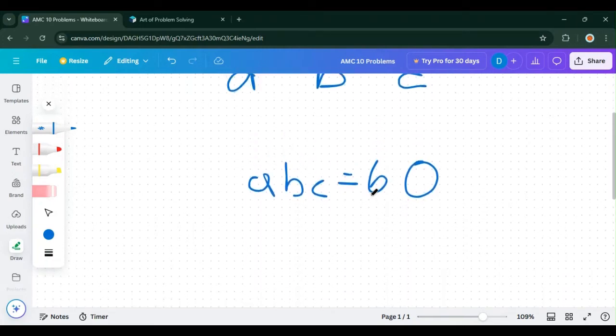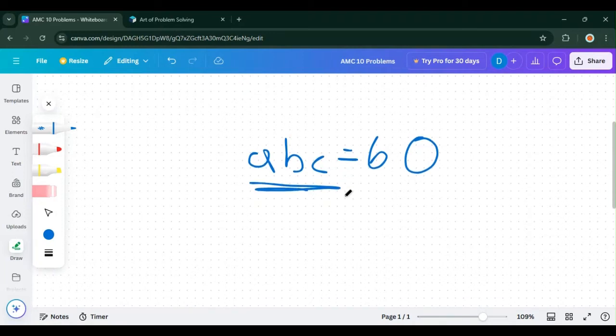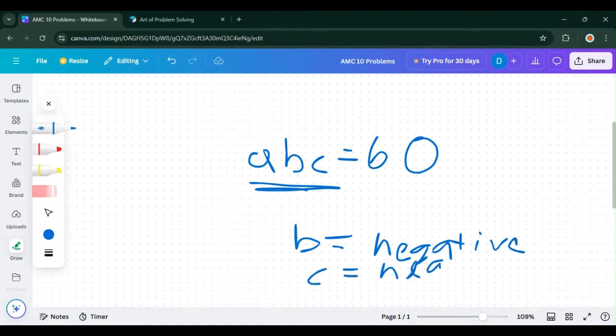And we know that all of them can't be positive. All the integers can't be positive. To make it to the most optimal combination, we want to make sure that two of the integers are negative. So let's just say b is negative and c is also negative. Two negatives multiplied together makes a positive, multiplied by another positive is equal to a positive. And 60 is a positive integer.